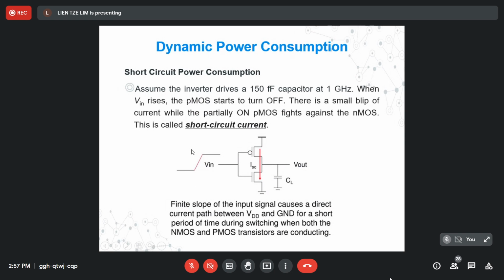The dynamic power dissipation just now mentioned is caused by the switching power, and then the short circuit power, and also another one. I forget already. There are three. So this is the short circuit power dissipation.